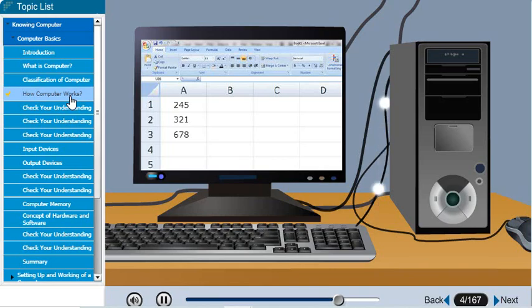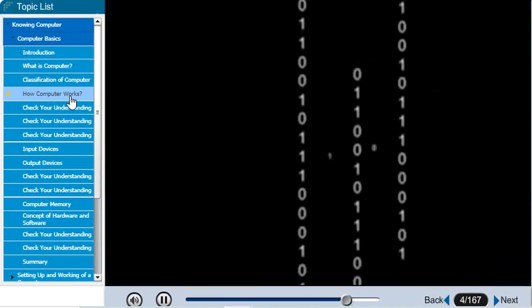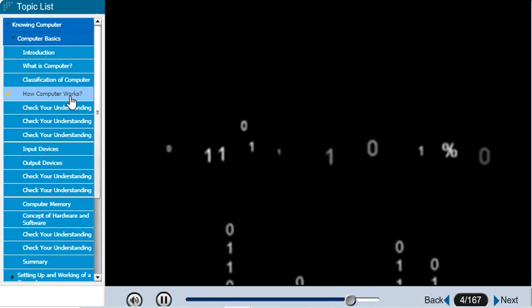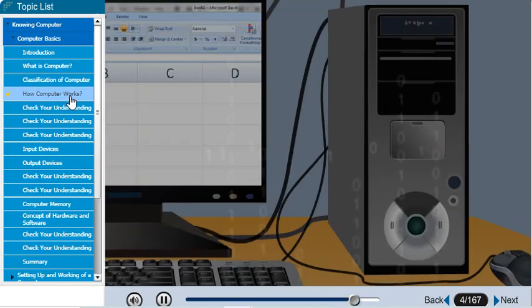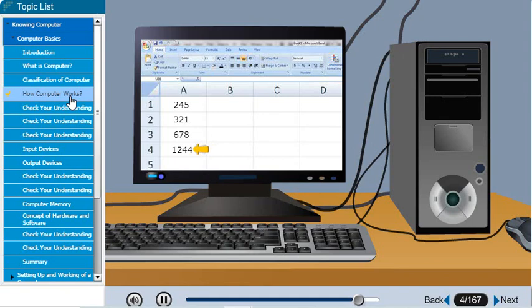The computer takes these numbers and the instruction as inputs. Then, these numbers are processed in the CPU as per the instruction. And the output, or the sum, is displayed on the monitor. You can see all of this happening in the blink of an eye.